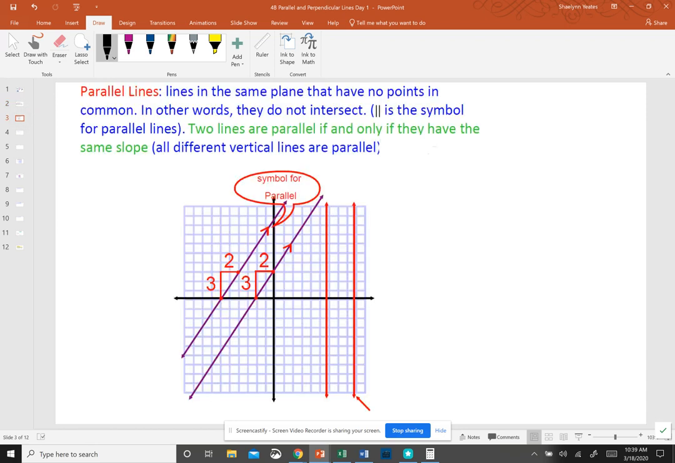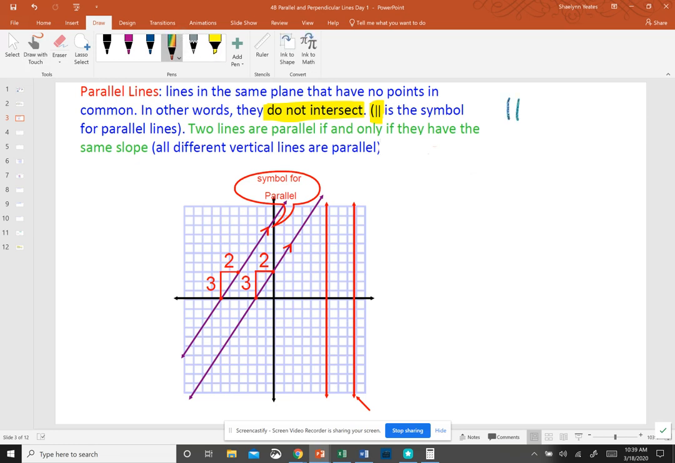All right, so we need to know what parallel lines are. And you learned a little bit about parallel lines in 8th grade, and we talked about them a little earlier in this year when we solved systems. Parallel lines are lines in the same plane that have no points in common. In other words, they do not intersect. Okay, this is the symbol for parallel. Let me give you an example of it with my pretty little pen.